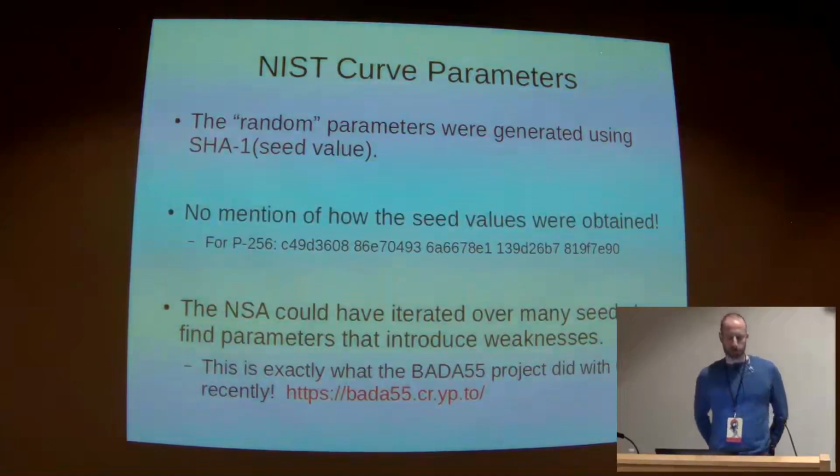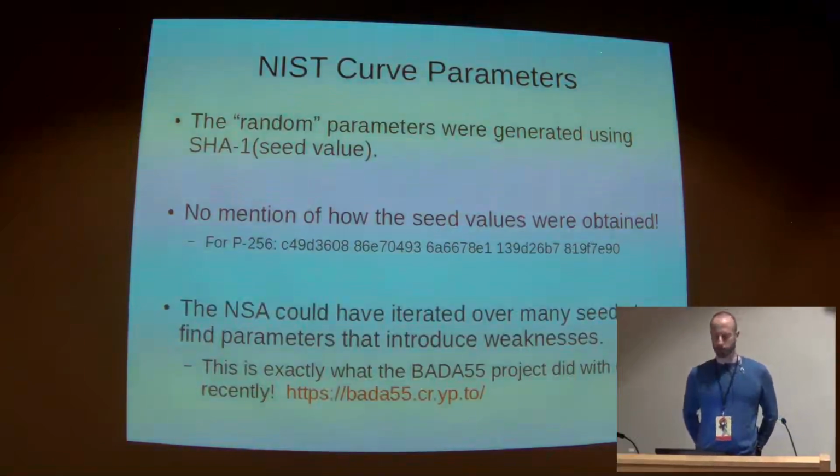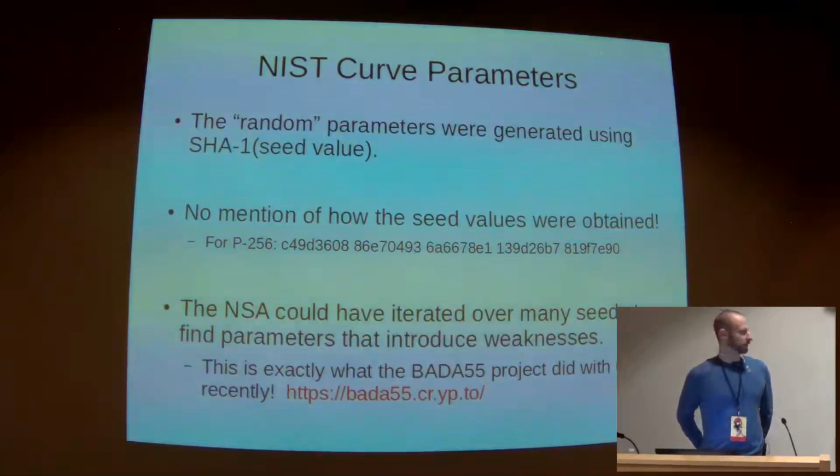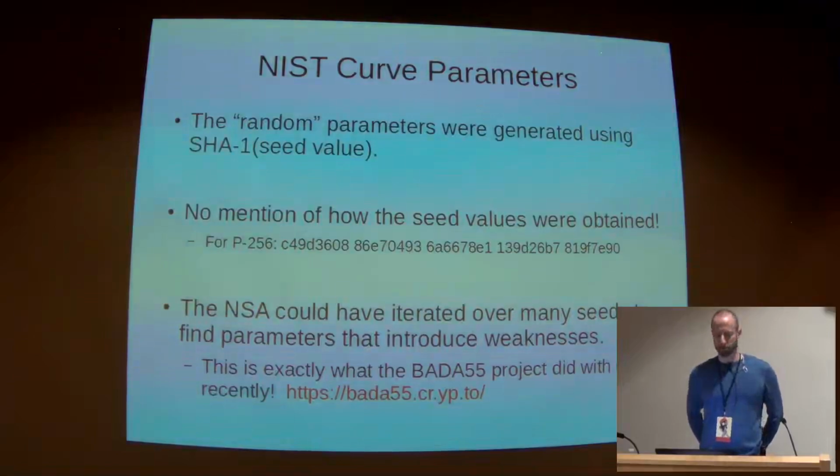So they took these supposedly randomly generated seed values, applied the SHA-1 hash algorithm to them, and then somehow mapped that output to curve parameters. But there's no mention of where these seed values came from.